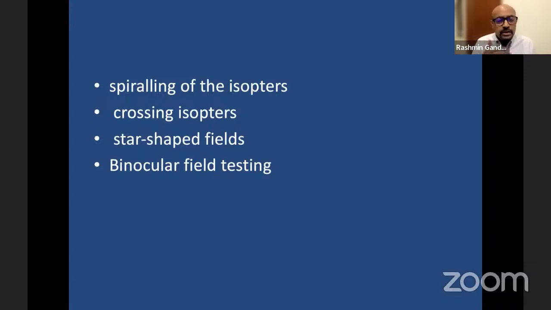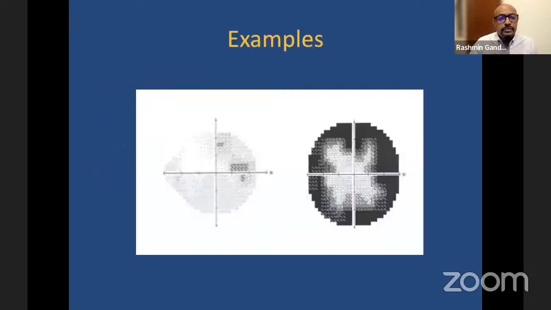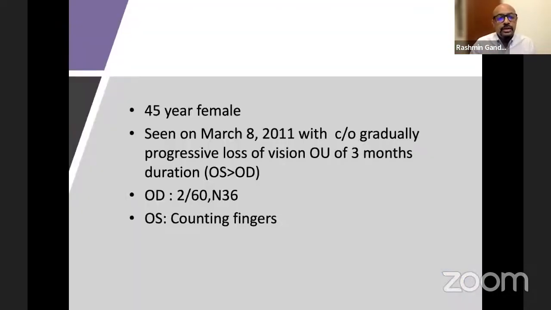More often than not, these are the kind of responses that you'll find, especially on Goldmann: spiraling of the isopters, crossing isopters, star-shaped fields. When you do either Humphrey screening or visual field testing at different distances, these patients would have tunneling of the visual field instead of funneling. In a patient with an organic visual field loss, as you move away from the patient, there will be a little expansion of the visual field, but the patient with a non-organic visual field loss would continue to have tunnel vision. This is an example of a typical visual field in a patient who has non-organic disease.